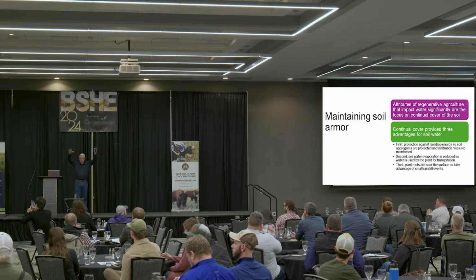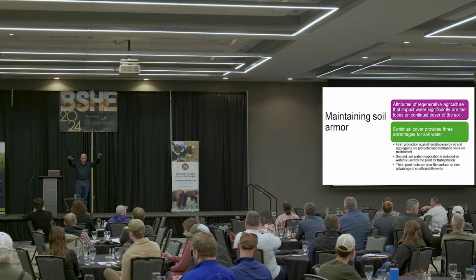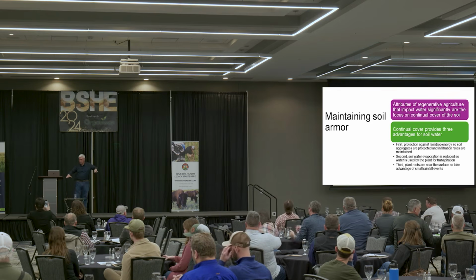And so we see that changing, but the other dynamic is that when we maintain that soil armor, we protect against raindrop energy. The energy that a raindrop hits the surface with is absorbed by that residue and then slowly moves in, so we maintain an infiltration rate. The other piece is that we reduce soil water evaporation coming back out. We also reduce the soil temperature. And the third part is that we change the whole root distribution of that crop because we've got residue out there. So we get three advantages for soil water that have a tremendous impact.